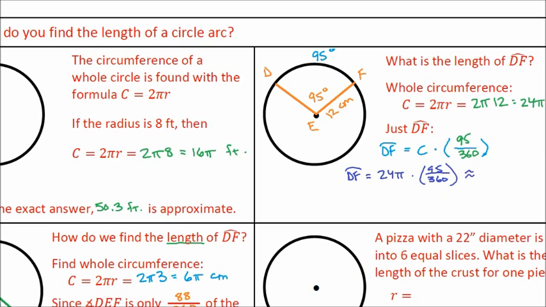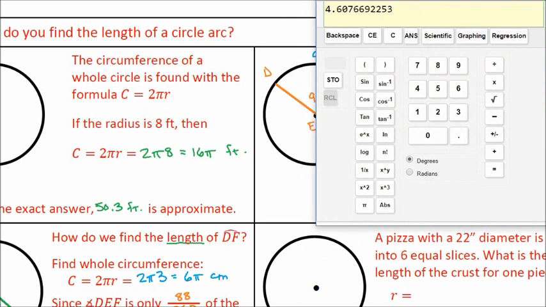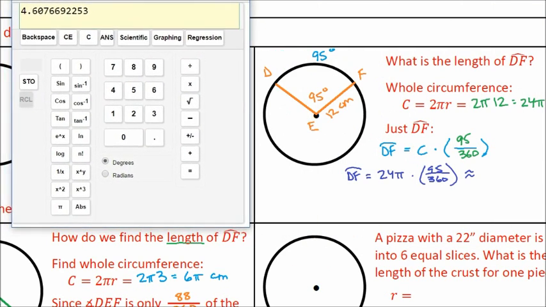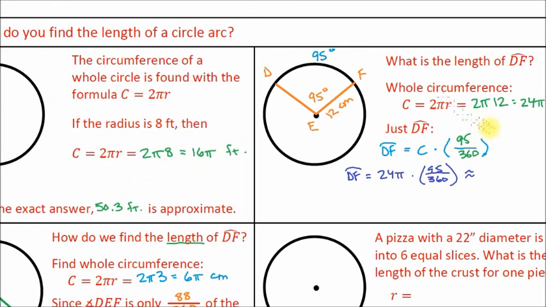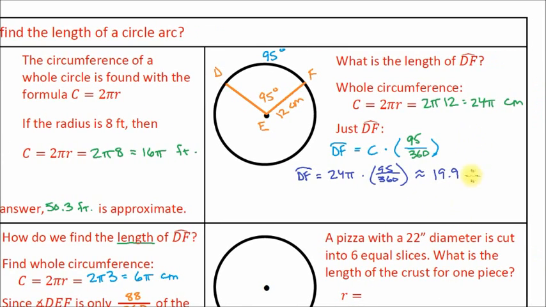And let's put that in our calculator again. I'll move this over so we can see it. So we've got 24 pi times, and in parentheses I'll put 95 divided by 360. And we press equal. You get 19.89. We can round that to 19.9. So approximately 19.9, again, centimeters. So easy to find the length of an arc.